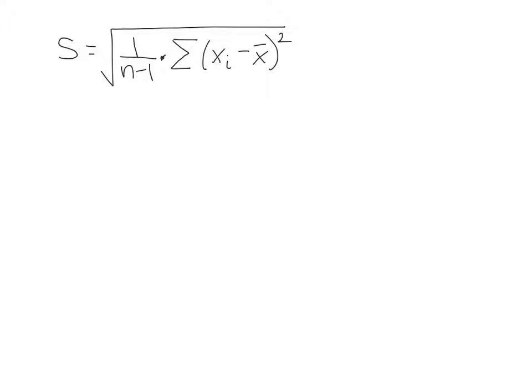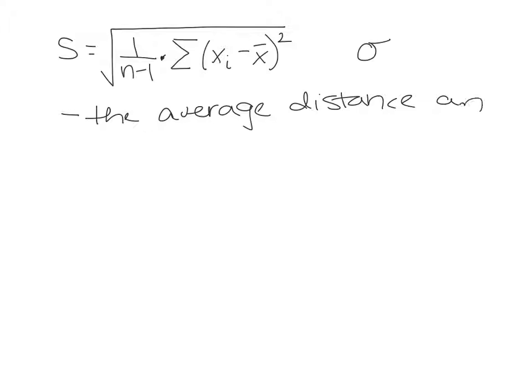The symbol for the population is sigma, a lowercase sigma, and its interpretation or definition is the average distance an observation is from the mean. Some definitions will say score.